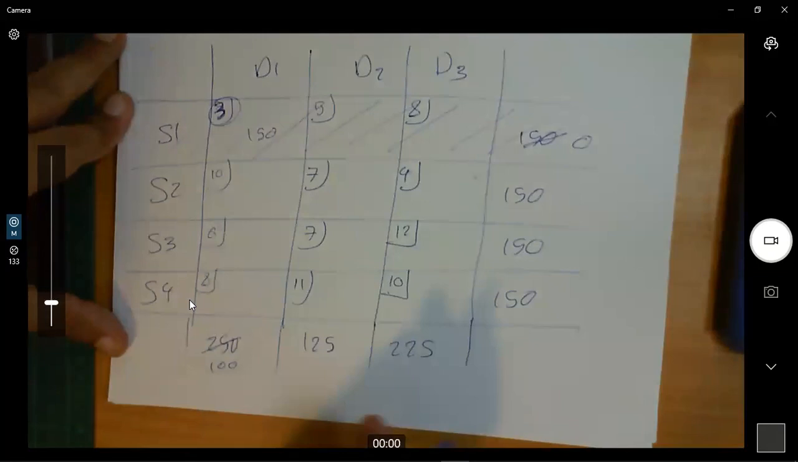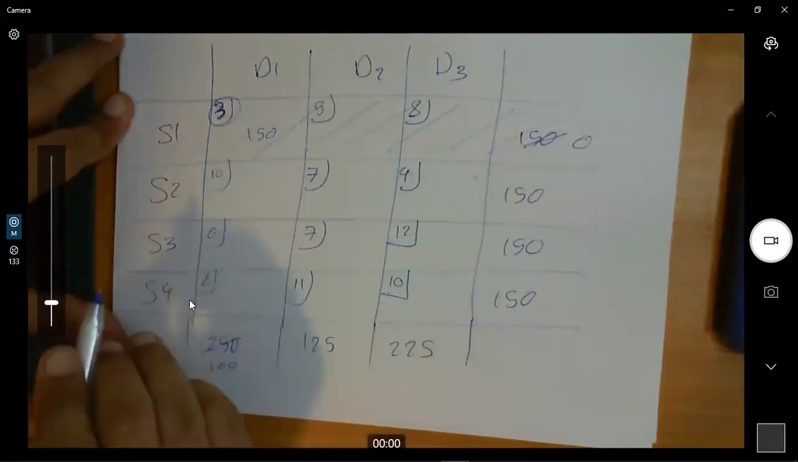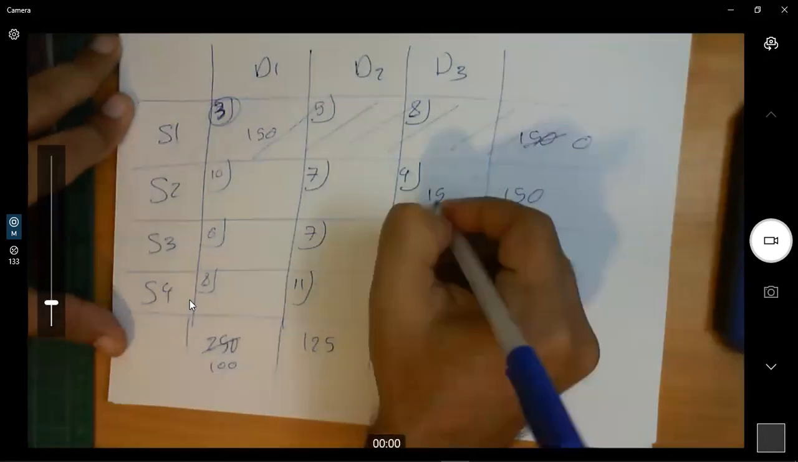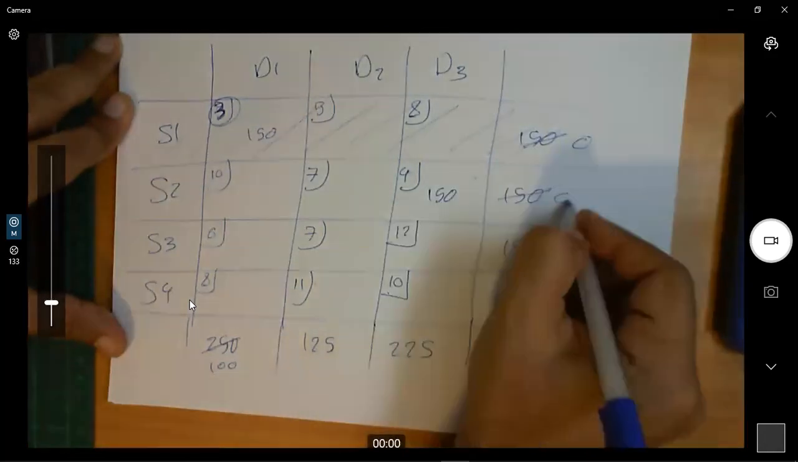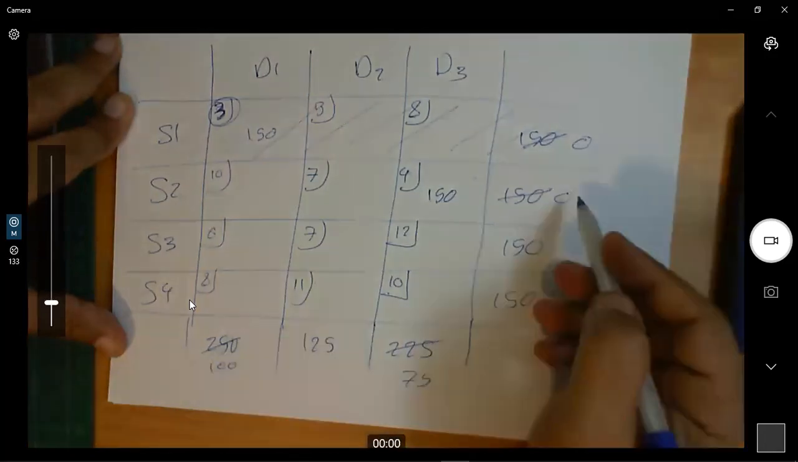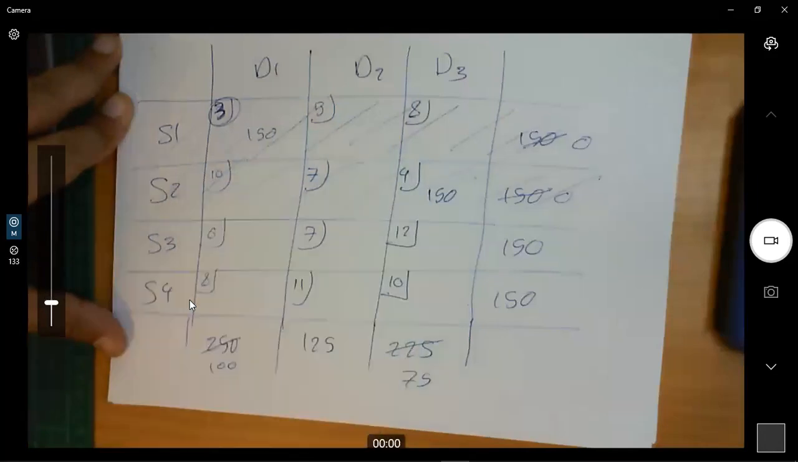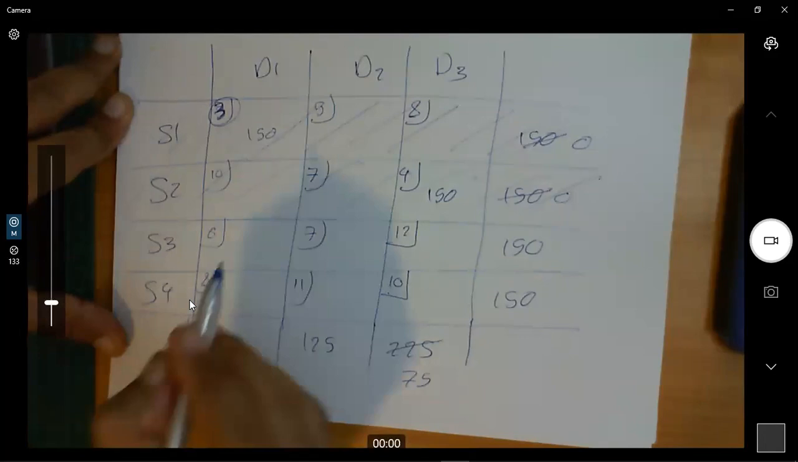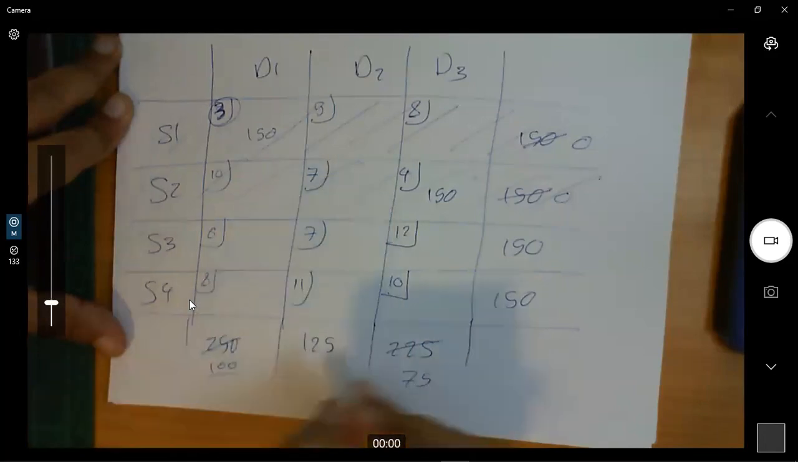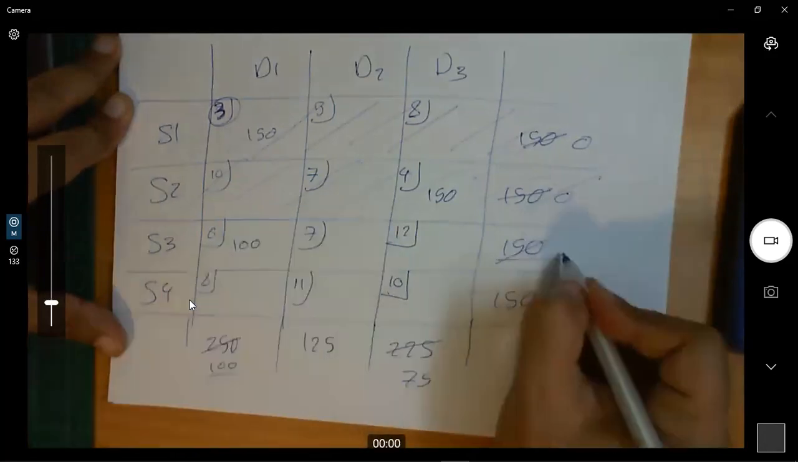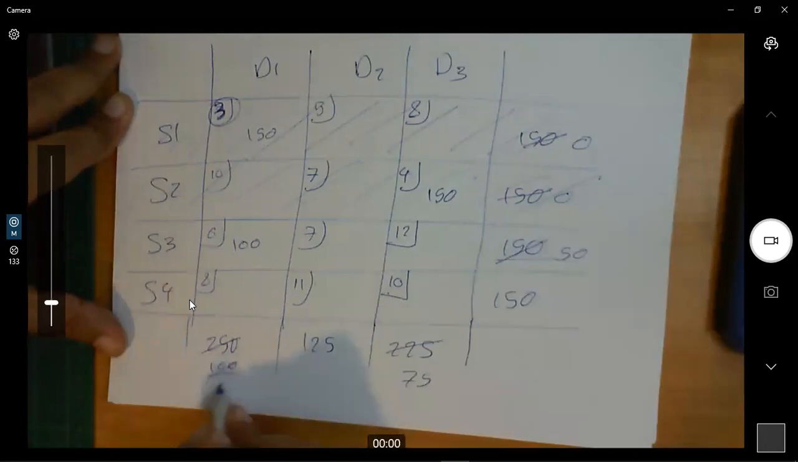Where is the least cost link? 4. This one, put 150. So this one becomes 0. This one becomes 75. And this one goes out of the service. Where's the least cost link? 6. Here, available is 150, but what is needed is 100. So we put 100. So this one becomes 50. This becomes 0.